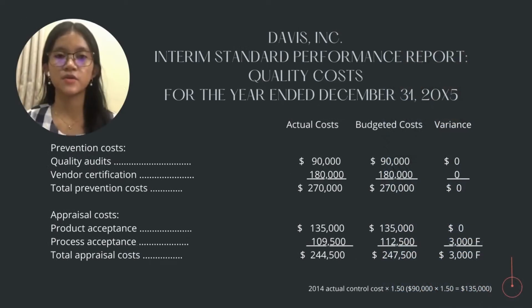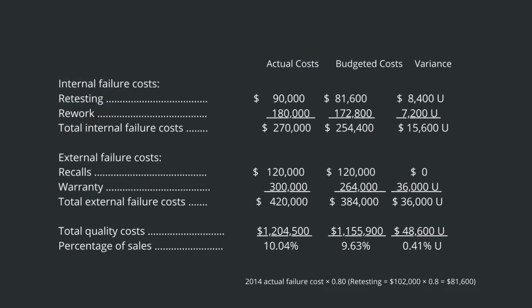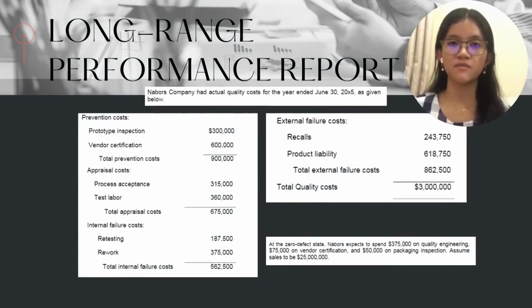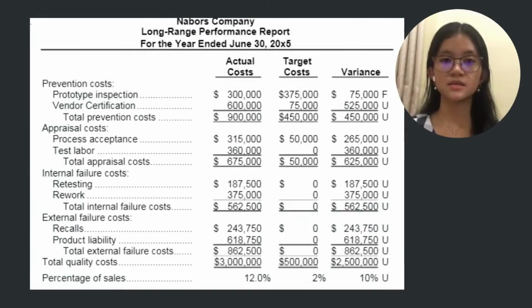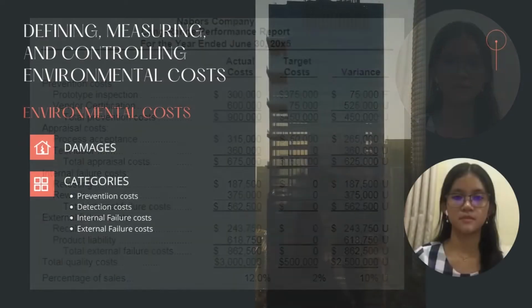Here is the answer for Davis Inc. Corporation, Interim Standard Performance Report, Quality Cost for the year ended December 31, 2015. You can see we have an example for a long range performance report. As you can see in this slide, we have the solution for the long-term performance report for the year ended June 30, 2015.